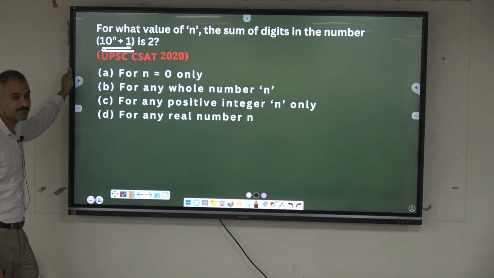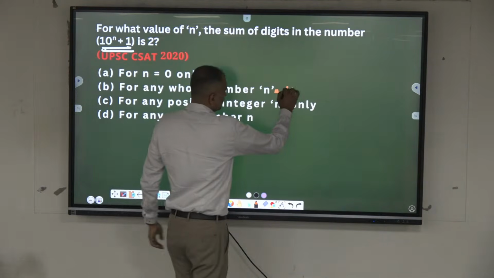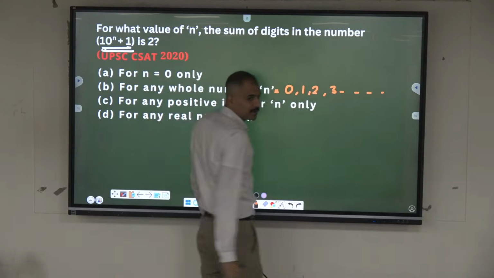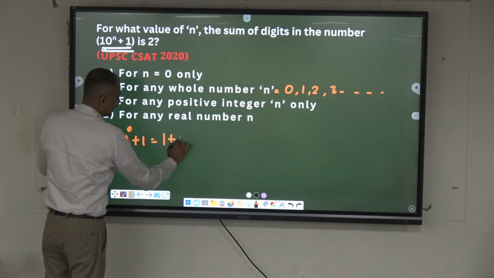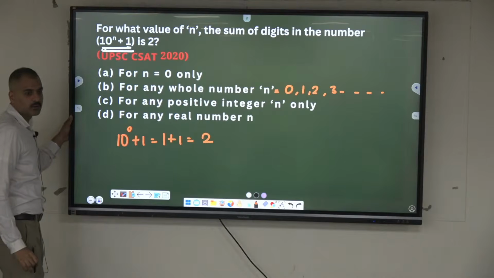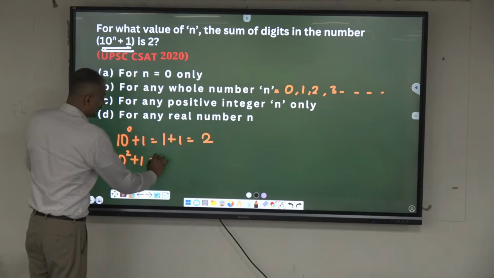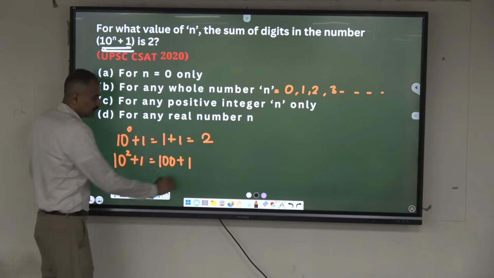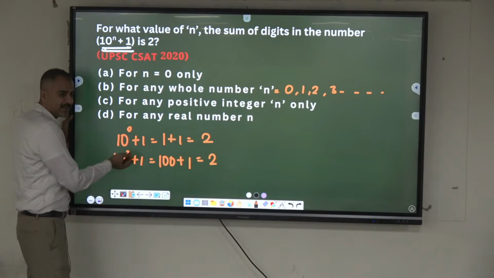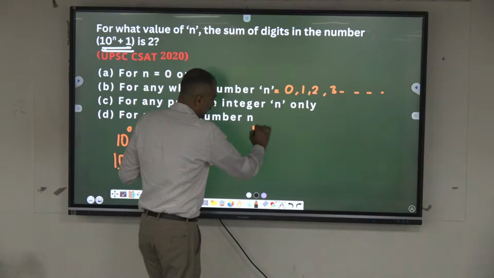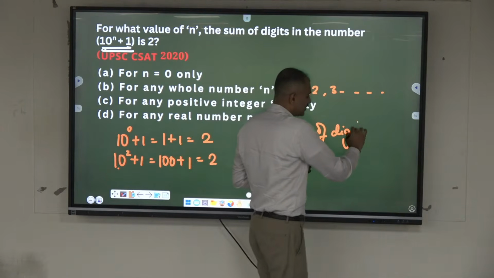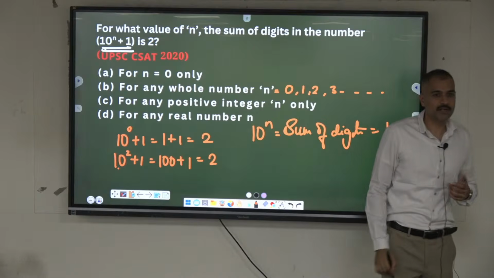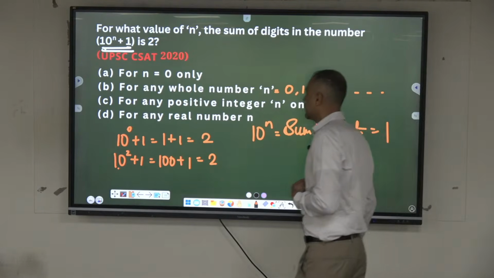For any whole number n. Any whole number means 0, 1, 2, anything here. Now if I substitute here, 10 power 0 plus 1 is equal to 1 plus 1, so the sum of the digits is 2. If I take 10 square plus 1, this is 100 plus 1, still the sum of the digits is 2. 10 power anything you do, the sum of the digits is always 1, so plus 1 it has to be 2.